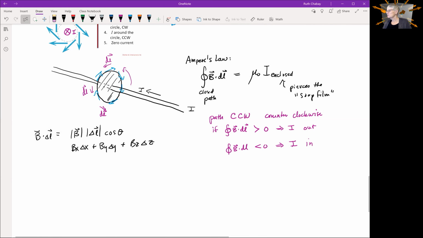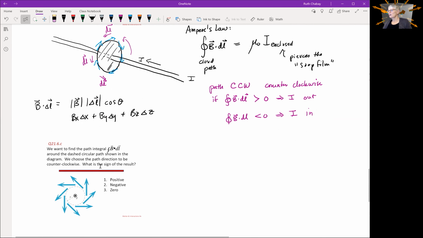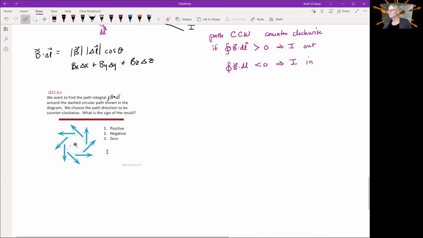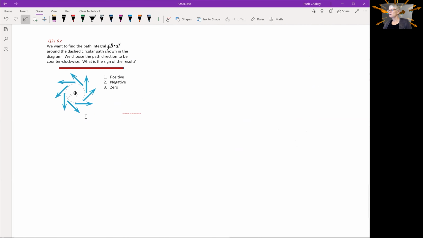So let's look at this path integral. We choose a counterclockwise path. Are we going to get a positive or a negative result?